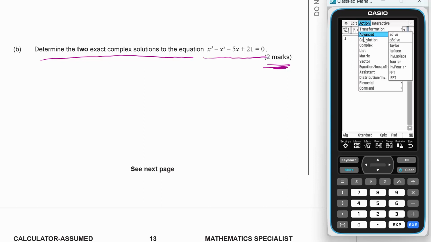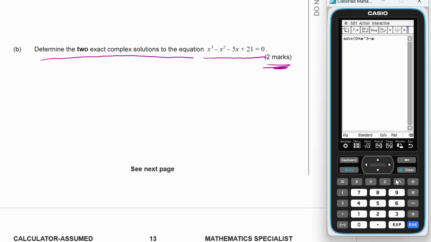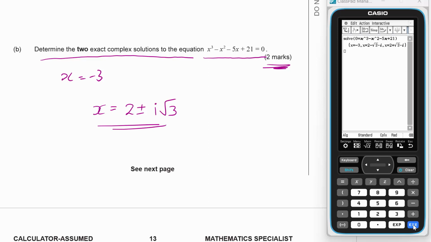And then I'm going to go Action, Advanced, Solve. 0 equals, and we'll put in x cubed minus x squared minus 5x plus 21, and let's see what that gives us. So we've got x equals -3. I might make a note of that one just up here, and then we have x is equal to 2 plus or minus i root 3 as our other solutions.